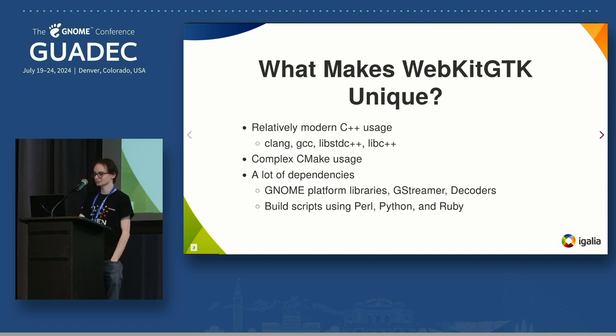So WebKitGTK is a bit unique in the GNOME ecosystem in that it's a large, modern C++ code base. So unlike most of GNOME, you need a compiler that's very recent. And there's this complex matrix of compilers and C++ standard libraries that you can mix and match, and they all support different versions of the language. We have a relatively complex CMake build system. We don't use Meson, unfortunately. And we have a lot of dependencies.